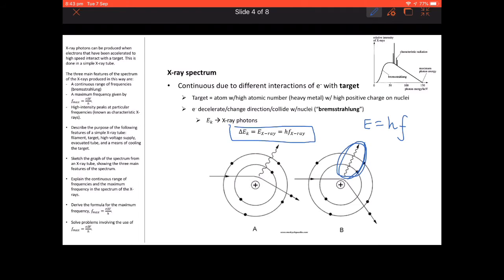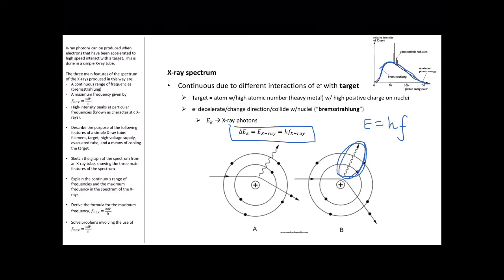Because we're talking about electrons decelerating, changing direction, and colliding, these three options make up the entire spectrum of bremsstrahlung. So that is what this whole part of the graph is depicting: any energy that occurs as a result of an electron's motion changing.